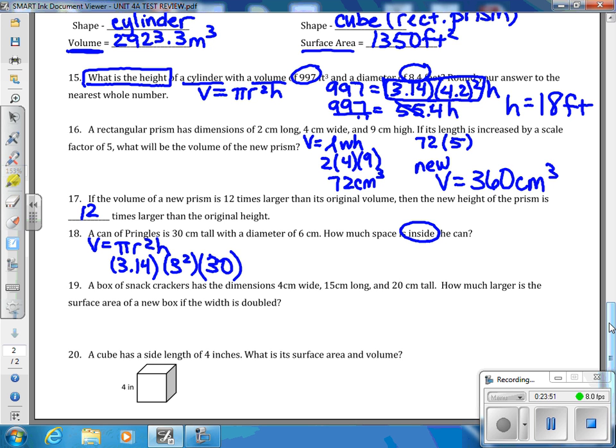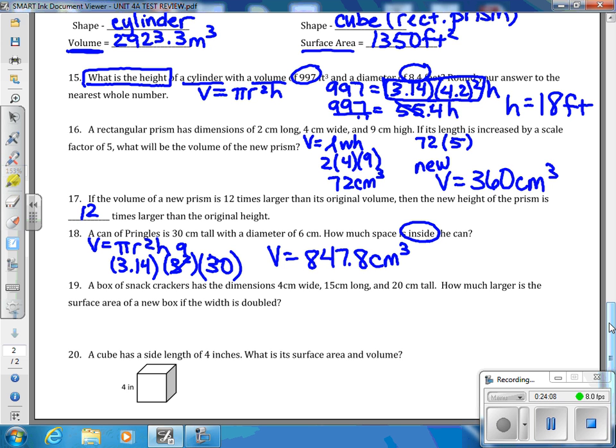Okay, so again, start with your exponents. 3 squared turns into 9, so take 3.14 times 9 times 30. Right, and you should get the volume for this Pringles can to be 847.8 centimeters cubed. Remember, V equals pi r squared h.